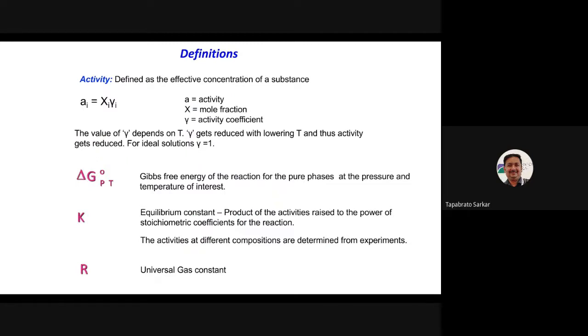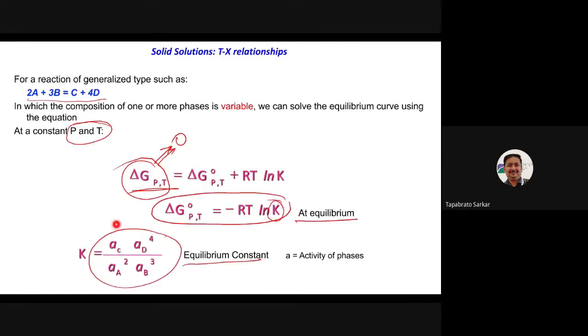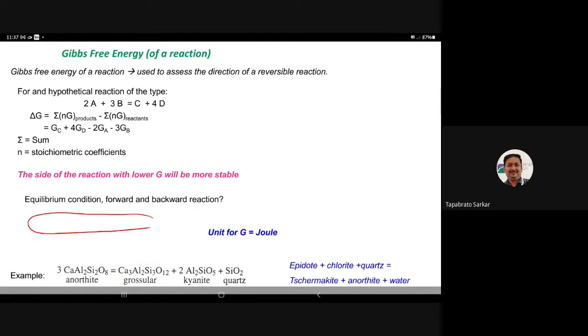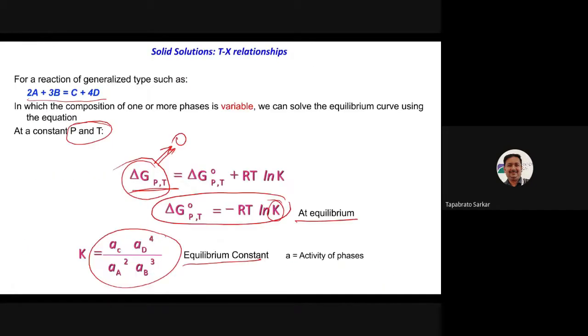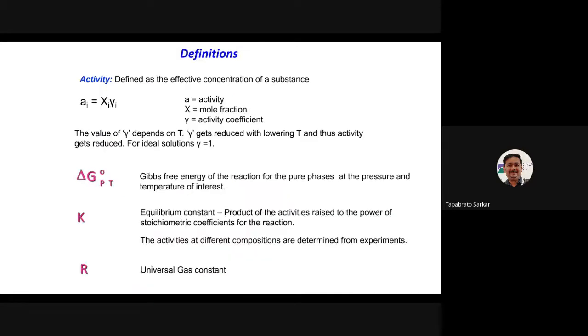So what is A? This A is basically the activity, the activity of the different phases. Here, activity means activity of C, activity of D, activity of A, and activity of B. So these are the activities. Now what is activity? Activity is defined as the effective concentration of the substance.